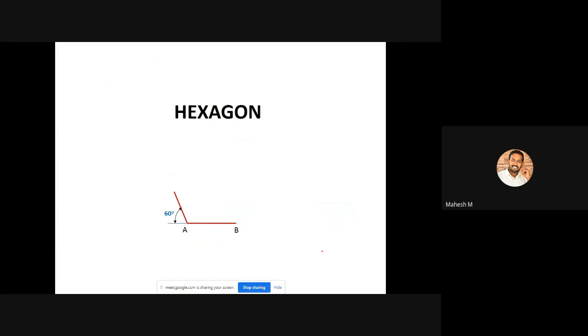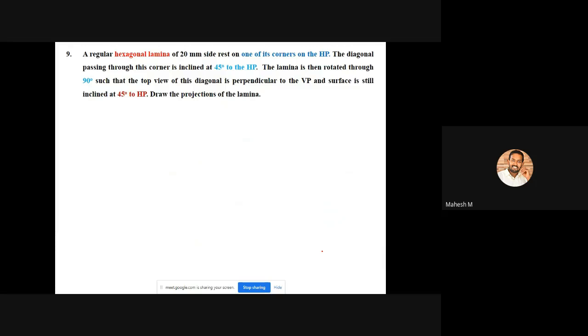So next one is the hexagon. I already told you how to draw the hexagon. I'm going to start my problem. A regular hexagonal lamina of 20 mm side rests on one of its corners on the HP, and the diagonal passing through this corner is inclined at 45 degrees to the HP, and the lamina is then rotated through 90 degrees, such that the top view of this diagonal is perpendicular to the VP and the surface is still inclined at 45 degrees to HP.